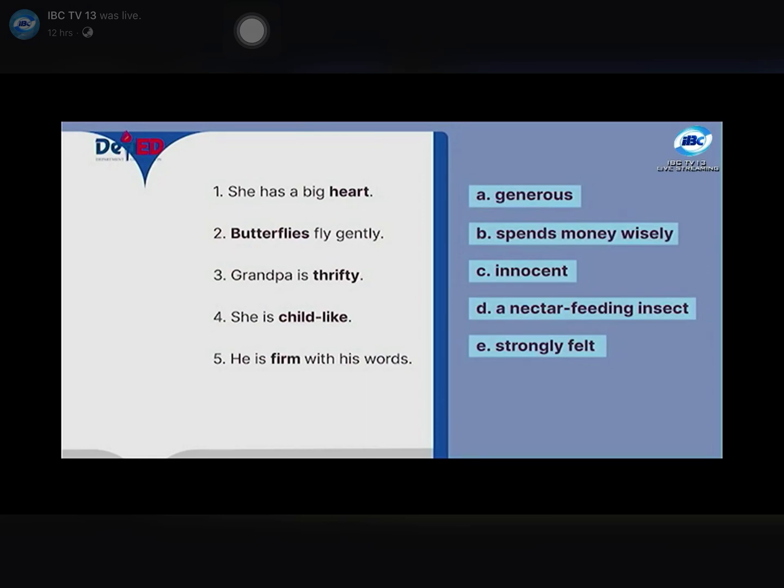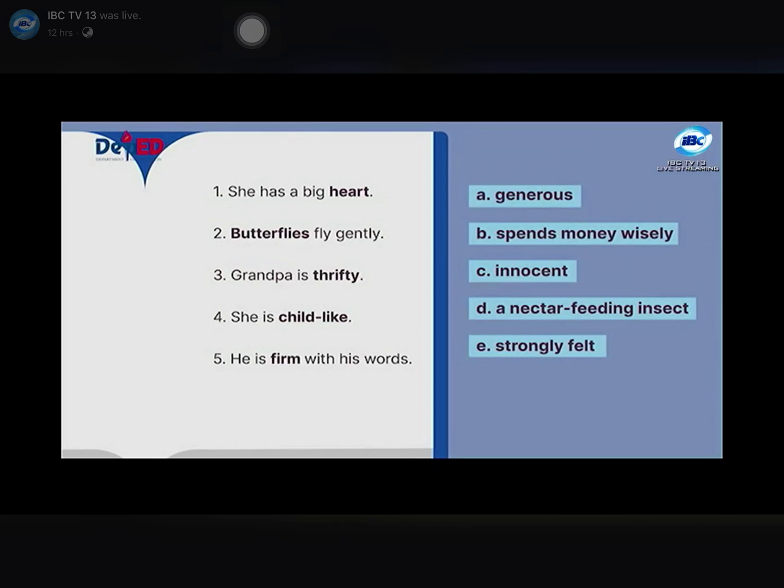Number 1 sentence. She has a big heart. The word is heart. What is its denotative or connotative meaning? Number 2. Butterflies fly gently. The word is butterflies. What is its denotative or connotative meaning? Number 3. Grandpa is thrifty. The word is thrifty. What is its denotative or connotative meaning?